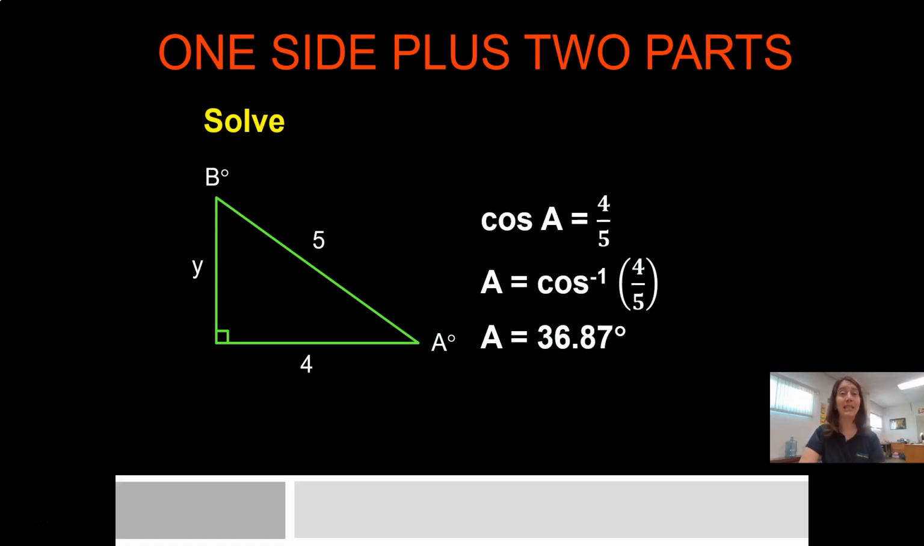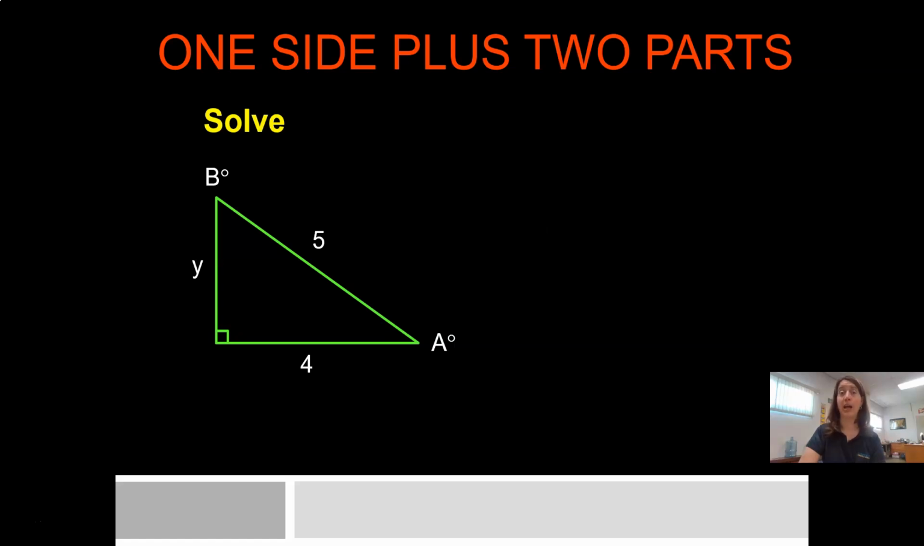We have one last thing to find in this picture, and that is angle B. I'm going to solve for angle B in a very similar situation here. I need to figure out which trig ratio involves the angle B and the two given sides. Well, from angle B, the 4 is the opposite side this time, and the 5 is still the hypotenuse. Which ratio involves opposite and hypotenuse? It is our sine ratio.